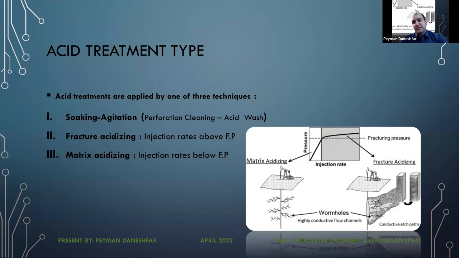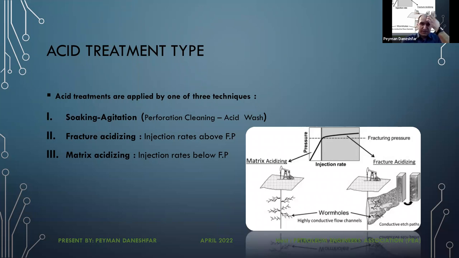We have three types of acid treatment. One of them is soaking agitation, which is only a different name for the acid wash. Another one is fracture acidizing. And the main subject that I want to talk about is matrix acidizing. In fracture acidizing, your injection rate is above the fracture pressure, but in matrix acidizing, the injection rate must be below the fracture pressure.